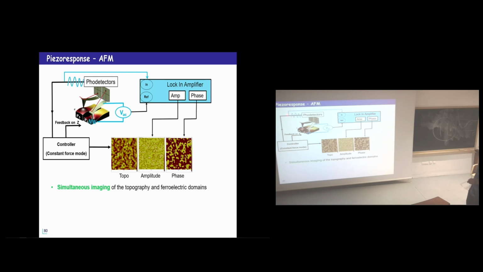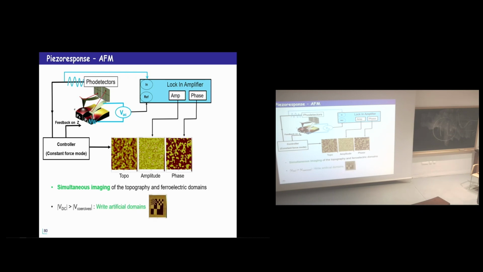But simultaneously, you pick up this signal, you feed it in a lock-in amplifier, which is locked with this excitation, and then simultaneously, you obtain topography, amplitude of oscillation, and phase of oscillation. And you can really see here up and down domains, black and white, and you see that the amplitudes are the same except at the domain wall. So you obtain simultaneous imaging of the topography and ferroelectric domains.